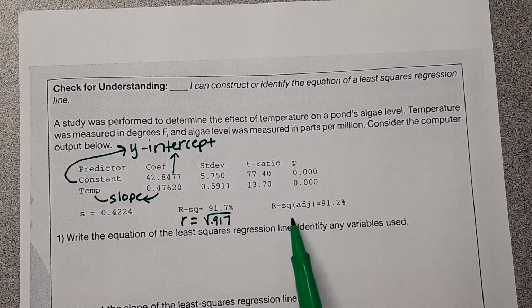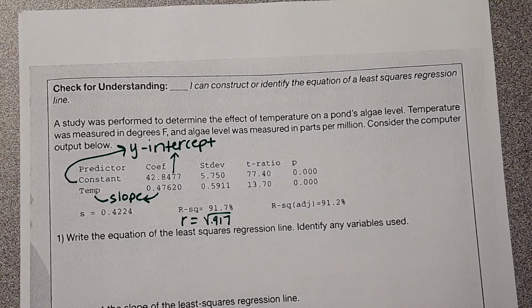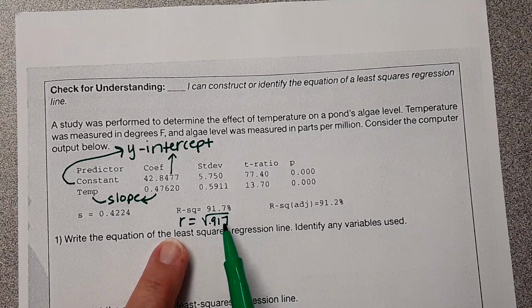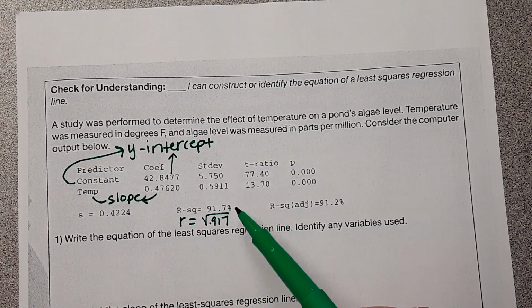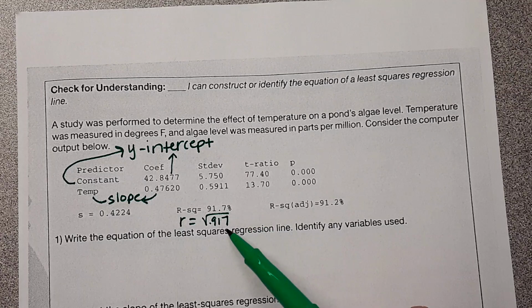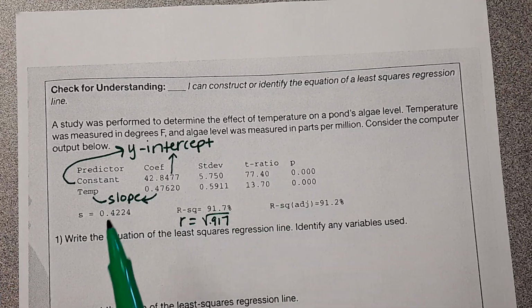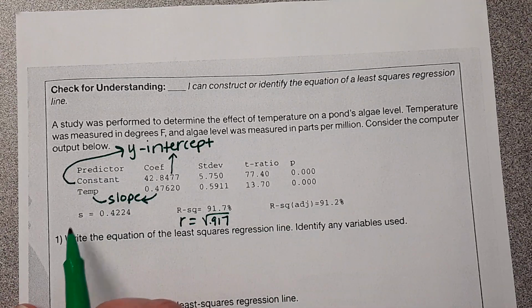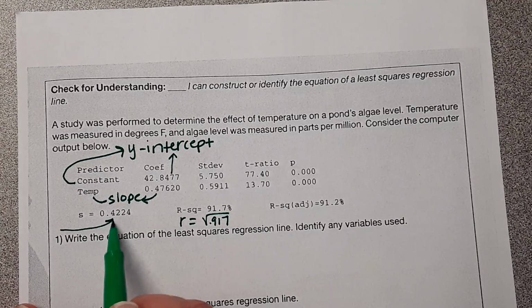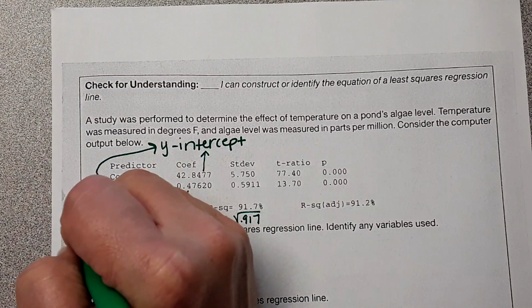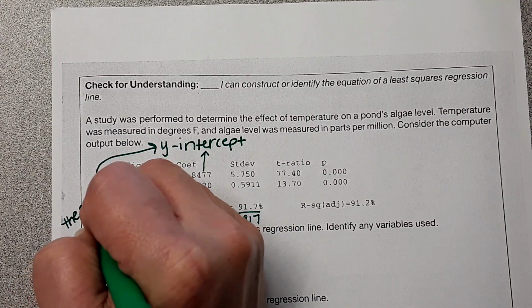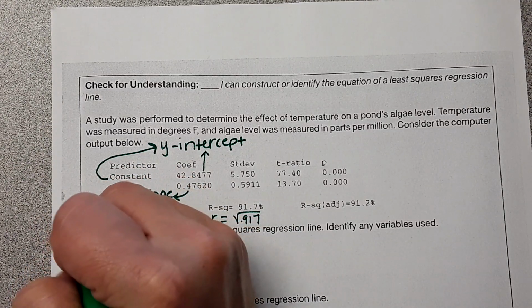Do not worry about R squared adjusted. We're not going to do anything with that. We're going to do R squared. Those two numbers, so you will always get R squared. You have to find R. And the very last thing is this is called the standard deviation of the residuals.